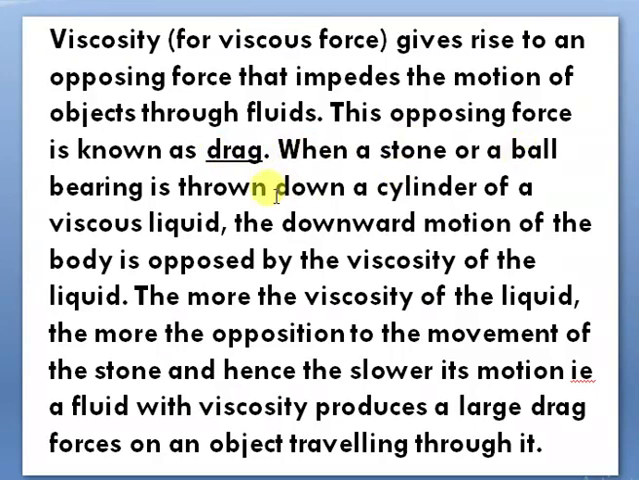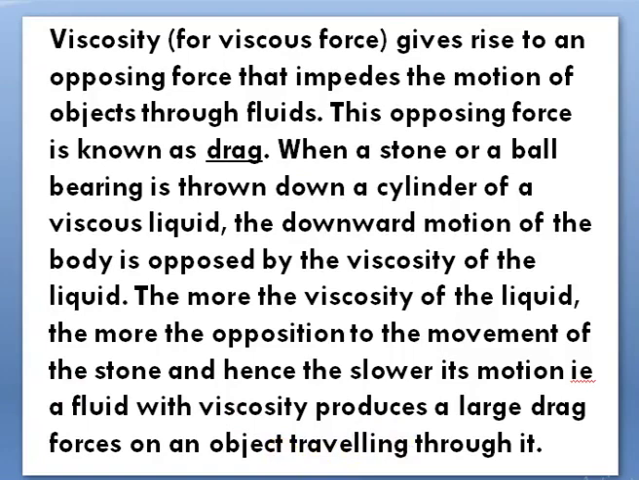When a stone or a ball bearing is thrown down a cylinder of a viscous liquid, the downward motion of the body is opposed by the viscosity of the liquid. Now, the more viscous the liquid is, the more the opposition to the movement of the stone, and hence the slower its motion. That is, a fluid with high viscosity produces a large drag force on an object traveling through it.